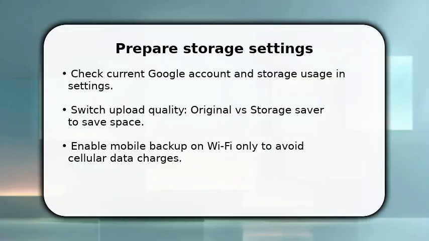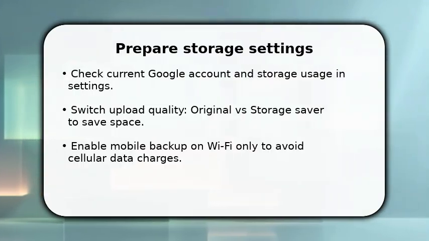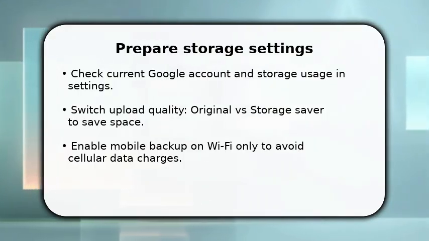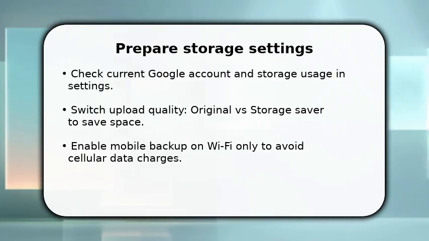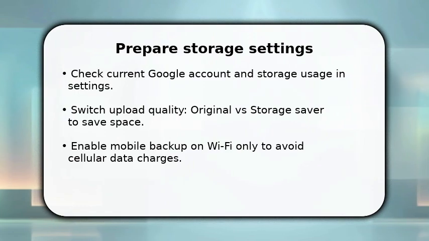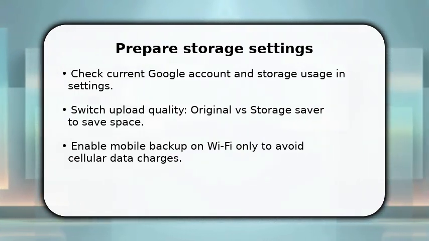You'll start by confirming which Google account holds your photos and how much space it's using. Open Photos settings and check storage details, because knowing usage guides choices. Once done, change upload quality to Storage Saver if you don't need full resolution. This reduces file sizes and extends free or paid quota. Make sure mobile backup is set to Wi-Fi only to prevent extra data costs. These first steps immediately reduce new storage growth and set the app to save space going forward.